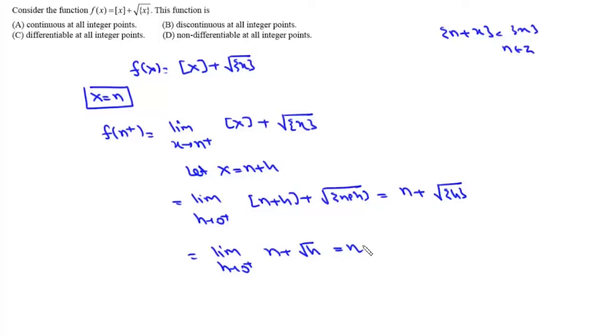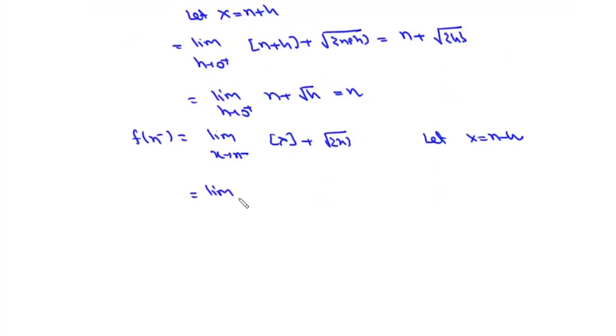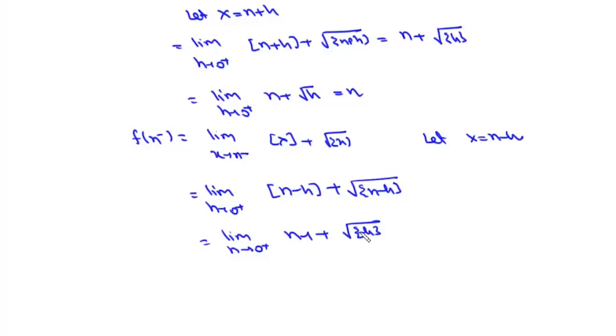So the right hand limit at n is n, and now if we find its left hand limit, it will be limit x tends to n negative greatest integer function of x plus under root of fractional part of x. Now we let x as n minus h. Now we can write this as limit h tends to 0 positive greatest integer function of n minus h plus under root of fractional part of n minus h. Now greatest integer function of n minus h is n minus 1, plus fractional part of minus h, and fractional part of minus h is 1 minus h. So it will be limit h tends to 0 positive n minus 1 plus under root of 1 minus h. If we put h as 0, we'll get n minus 1 plus 1, which is n.